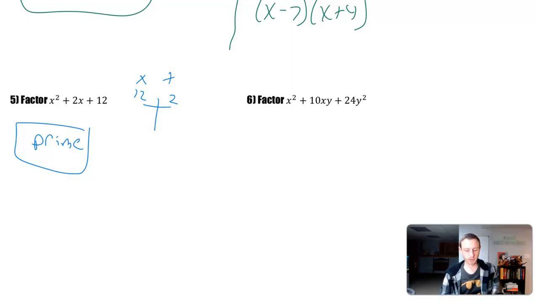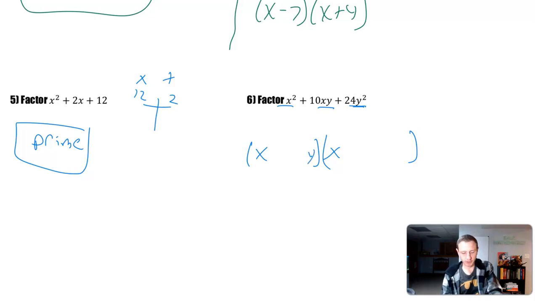Then number 6, we have a pretty standard looking trinomial, but this final term has y squared and this middle term has xy. The reason is because this last term has y squared, so all that we have to do for our answer, the first term has x squared, so that's going to be x and x. But the second term has y squared.